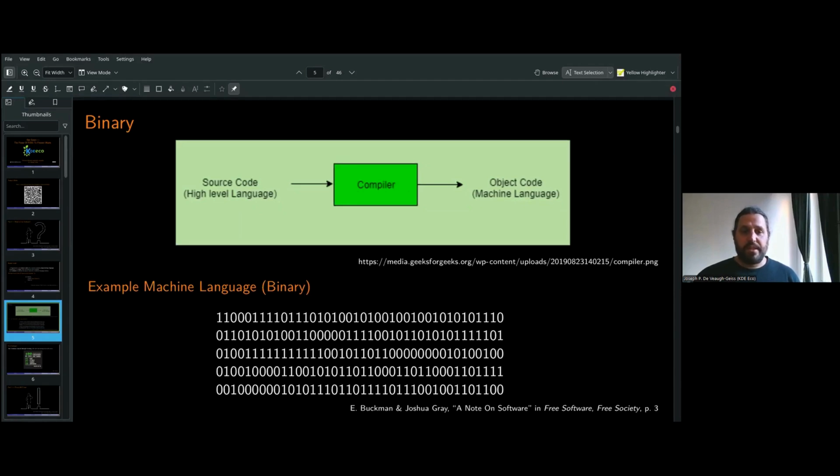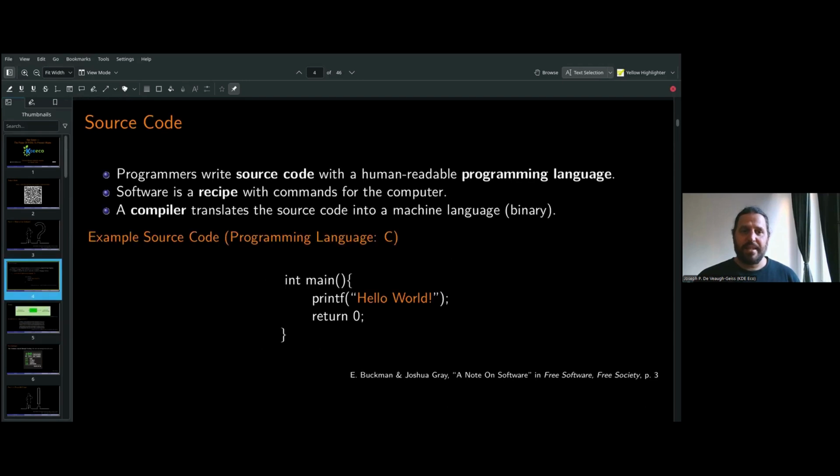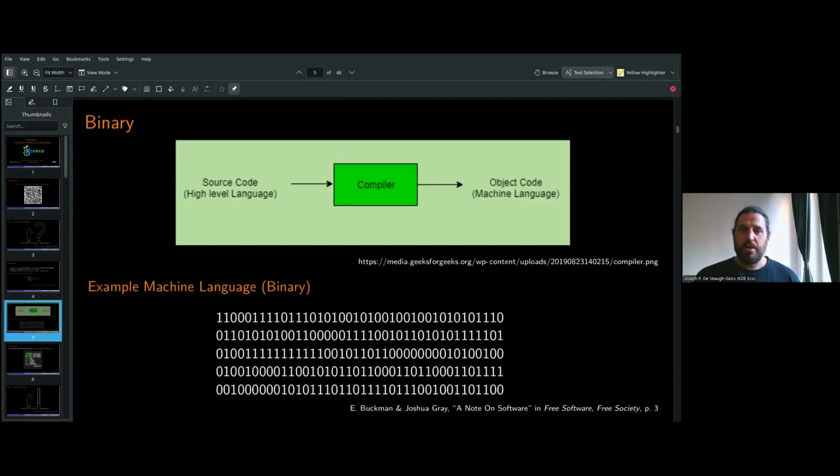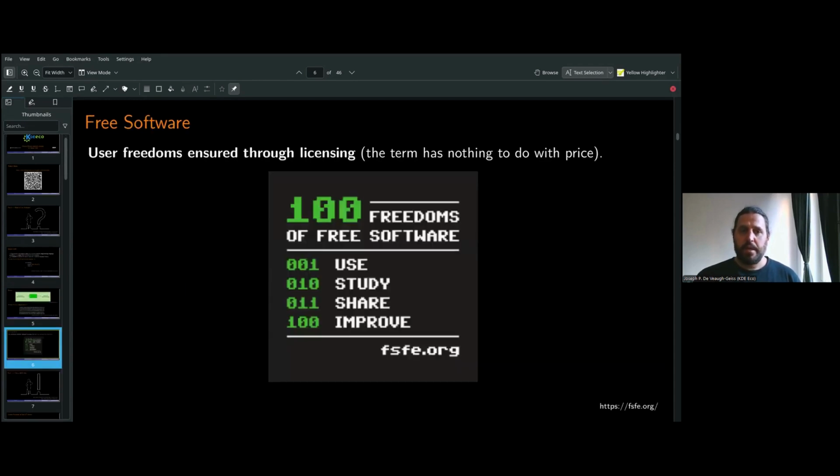Now, when we talk about free software, and usually it's in comparison to proprietary software, what we mean is the licensing guarantees access to that source code, that human readable code, and you can do certain things with it. Whereas proprietary software, you only get access to the binary and you are restricted in what you can do with it. The term free actually doesn't have to do with price. It has to do with the user freedoms, which are to use, study, share, and improve the source code.